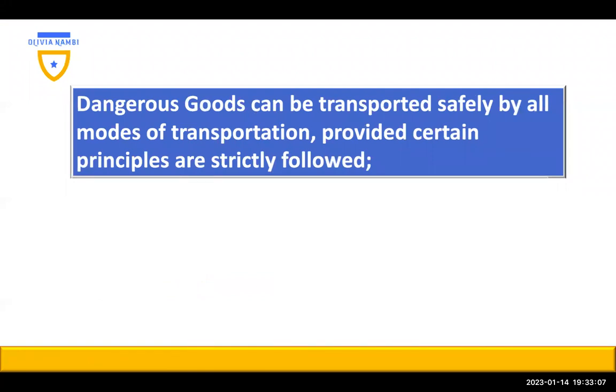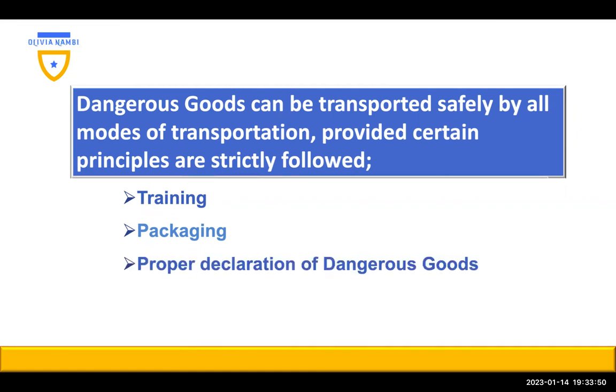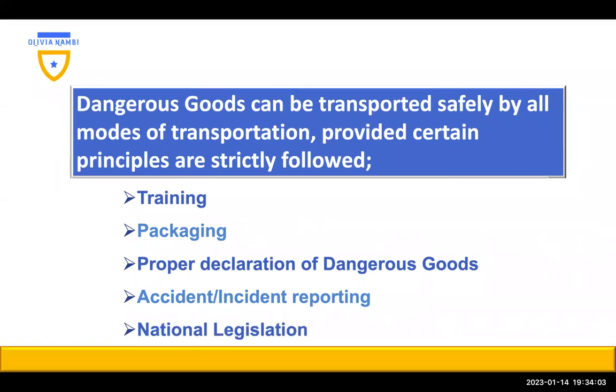Dangerous goods can be transported safely by all modes of transportation, provided certain principles are strictly followed. The first one is training. Ensure that your employees are trained. Packaging: choose the right packagings. They should be of good quality, and also they should be allowed by the packing instruction. You have to go to the packing instruction and see which of the options given to you is suitable for your shipment. Proper declaration of dangerous goods has to be done. Accidents and incidents have to be reported. And finally, national legislation has to be followed.